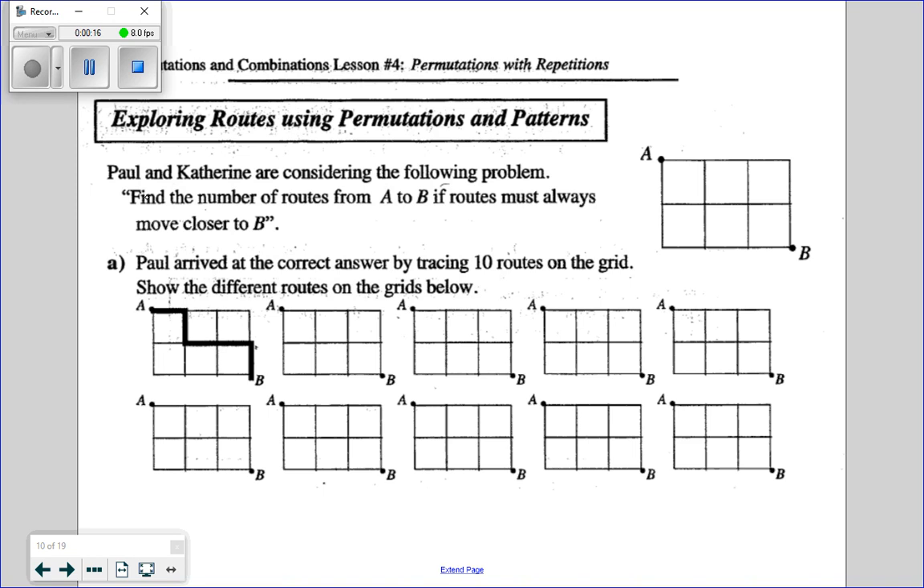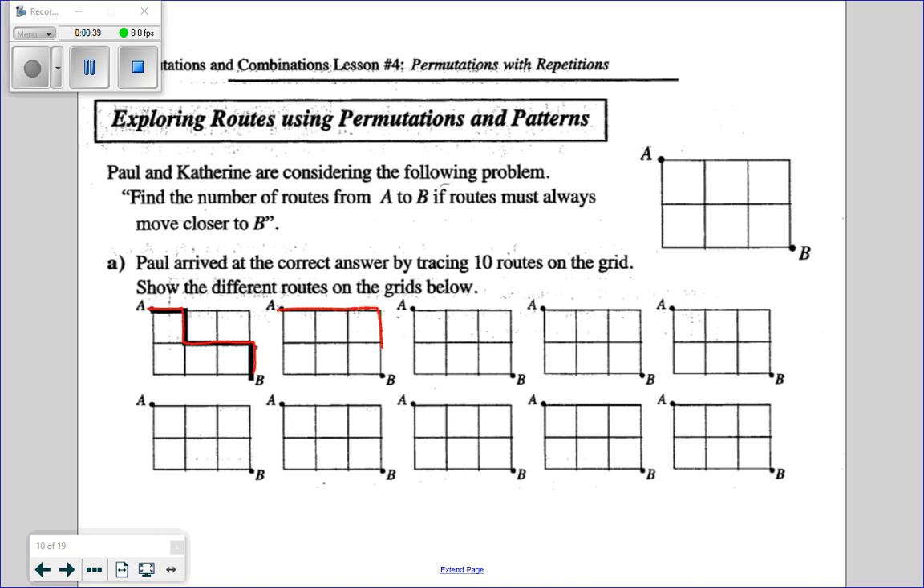It says Paul and Catherine are considering the following problem. Find the number of routes from A to B if you must always be moving closer to B. Okay? So one of the routes is highlighted here in bold, right? So they went here, here, here, here. Okay? Well, let's try to draw out all of them.